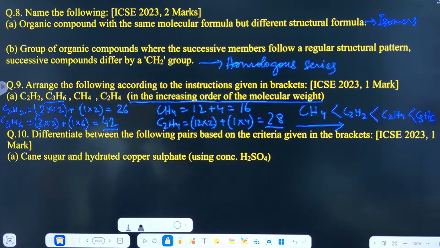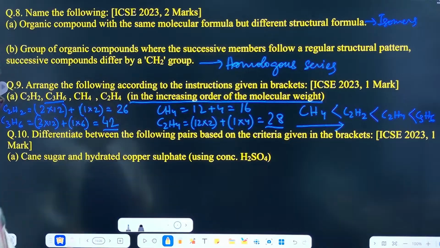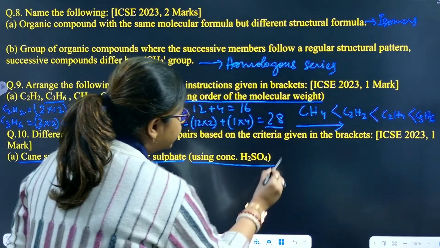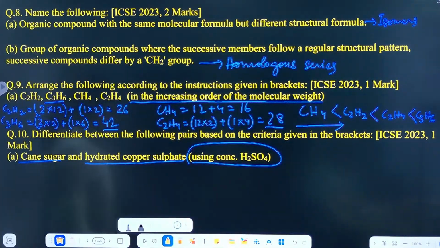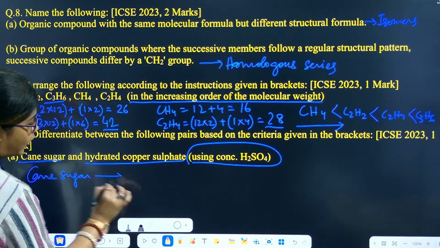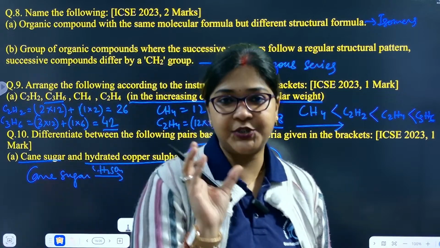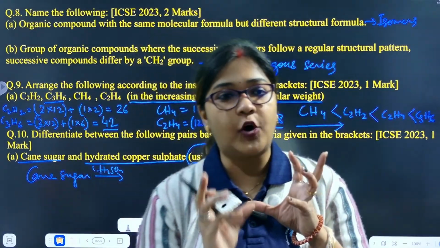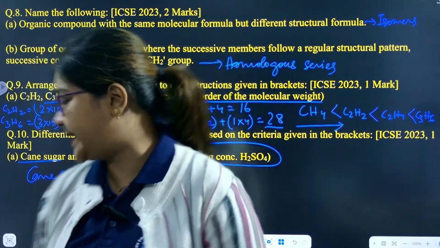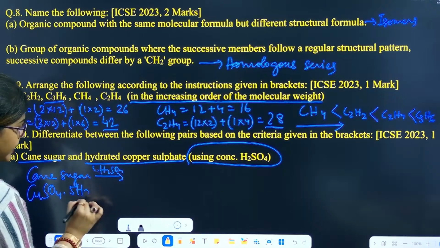Differentiate between the following pairs based on the criteria given in the brackets. Okay, you see cane sugar and hydrated copper sulfate using concentrated sulfuric acid. So cane sugar, when you are treating this with concentrated sulfuric acid, you just get a black spongy mass of carbon in the form of charcoal. Okay? But hydrated copper sulfate matlab copper sulfate dot 5H2O.